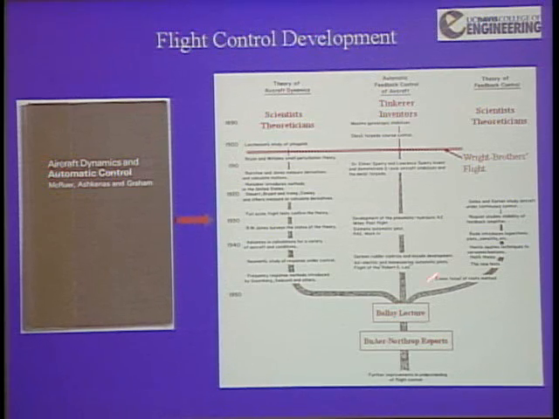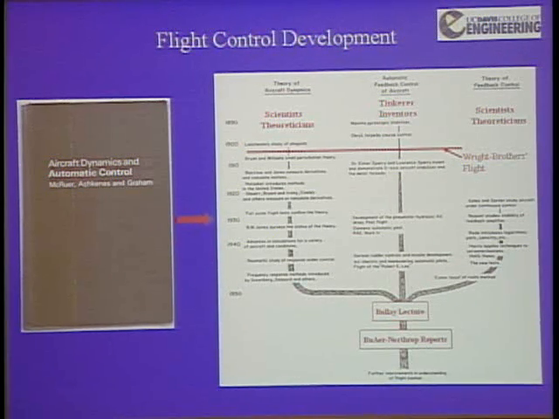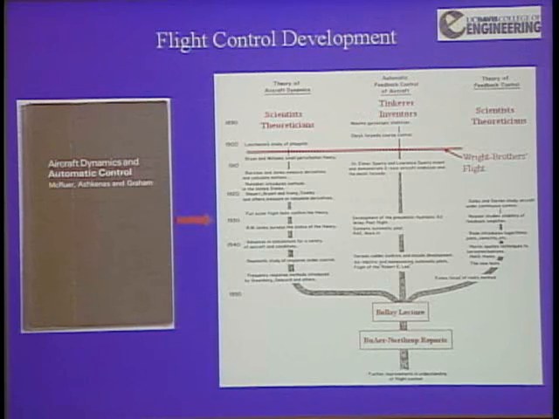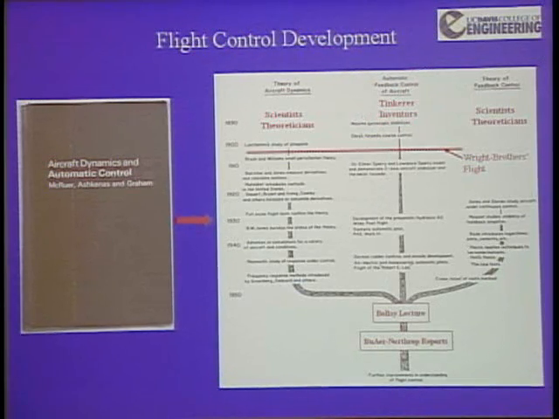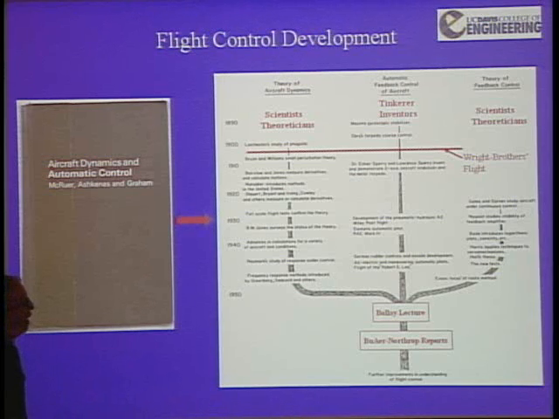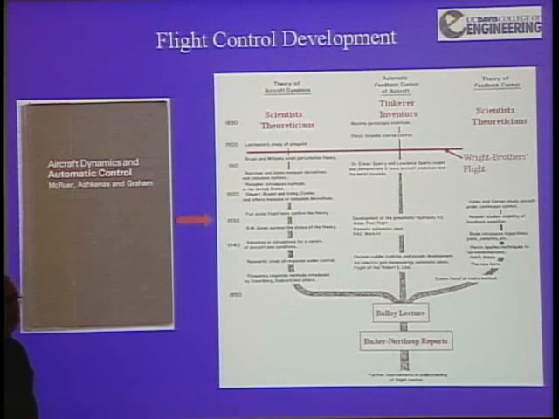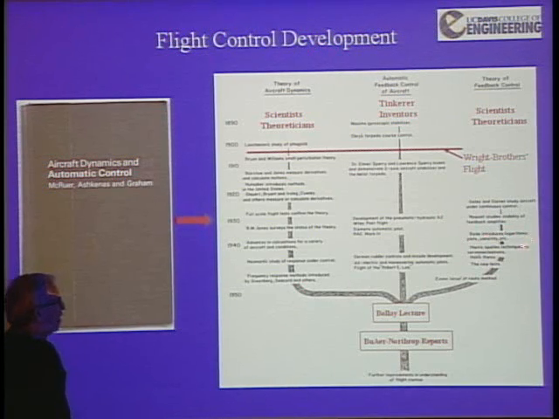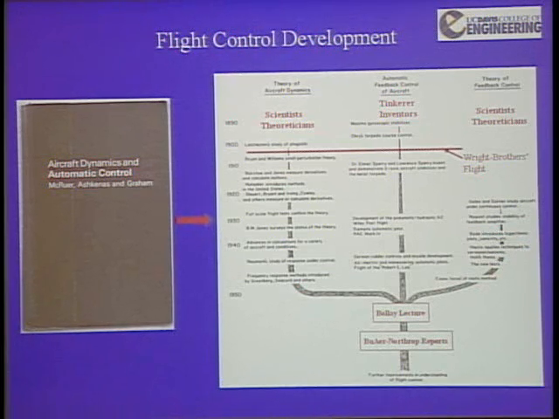The second major element is automatic feedback control. McRuer called them the tinkerers and inventors, people like Hiram Maxim and the Sperry brothers developing their gyroscopes. Over here, again, the theory of feedback control, again scientists and theoreticians. Again, famous names. If you're a controls type, you see Nyquist, Bode, Harris. You see Evans, inventor of the root locus. The point is that these three groups of people were not talking to each other.